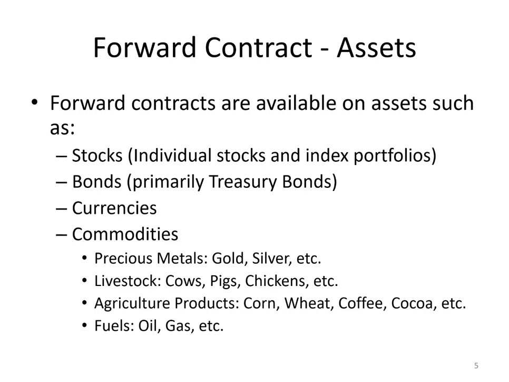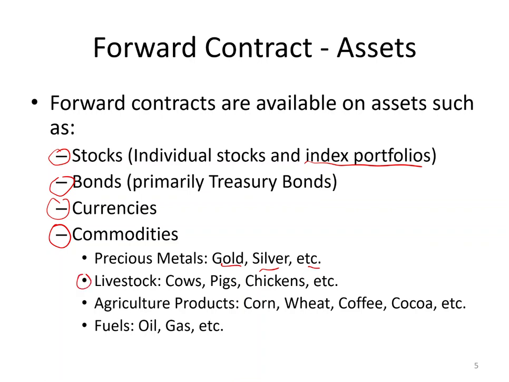So these contracts are available on many kinds of assets. They're available on individual stocks, and you can buy a contract to buy or sell, say, the S&P 500 index portfolio in the future. They're available on bonds, primarily treasury bonds. They're available on all types of currencies. And they're also available on commodities. You could have forward contracts to buy or sell gold, silver, palladium, copper, etc.